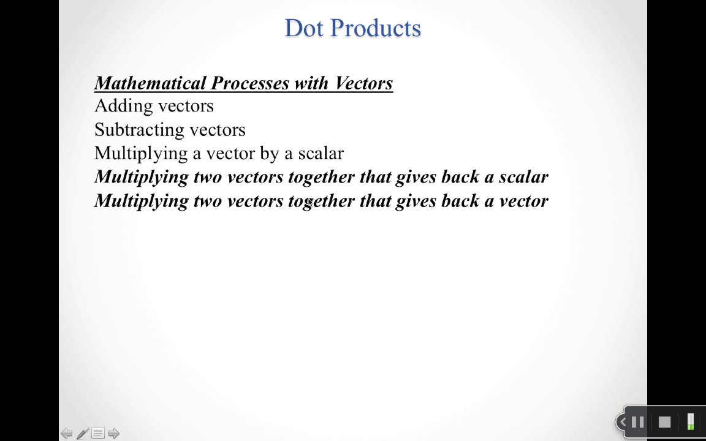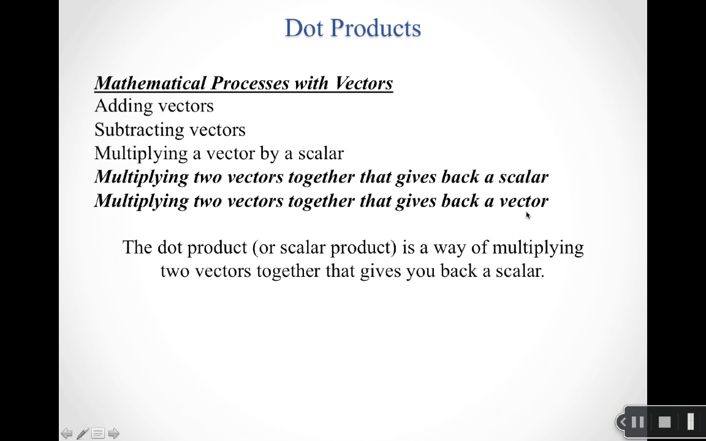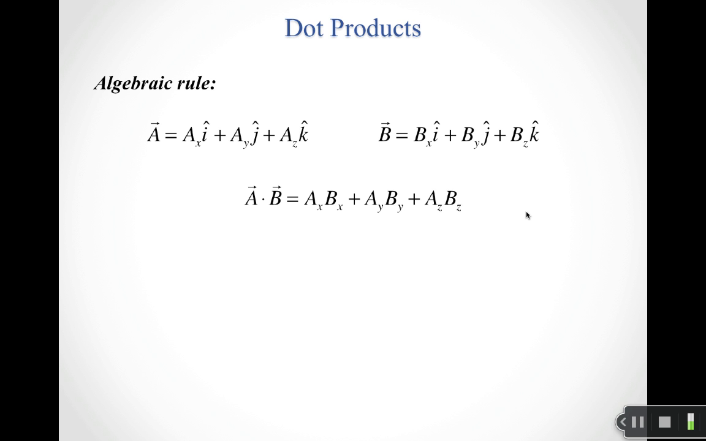together. The first one is you multiply 2 vectors together that gives us back a scalar, so this gives us just a number. And then we'll also learn how to multiply 2 vectors together that gives us back a vector. But the one we're going to deal with first is the dot product, or the scalar product, again, just to emphasize what you get back as the output. And that's a way of multiplying 2 vectors together that gives you back a scalar. So that's the next mathematical process that we're adding.